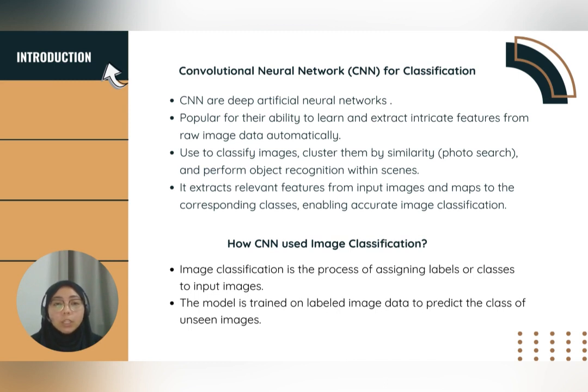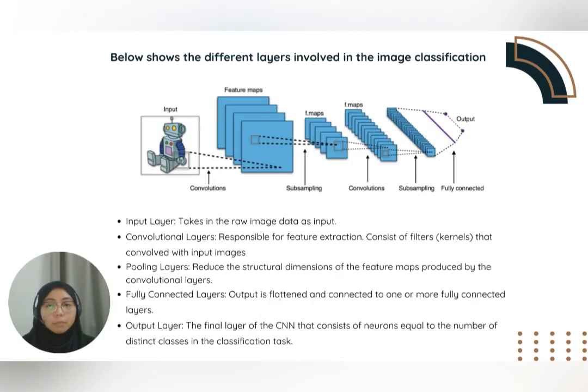So how is CNN used for image classification? Image classification involves assigning labels or classes to input images. It is a supervised learning task where a model is trained on labeled image data to predict the class of the unseen images. Below shows the different layers involved in image classification.